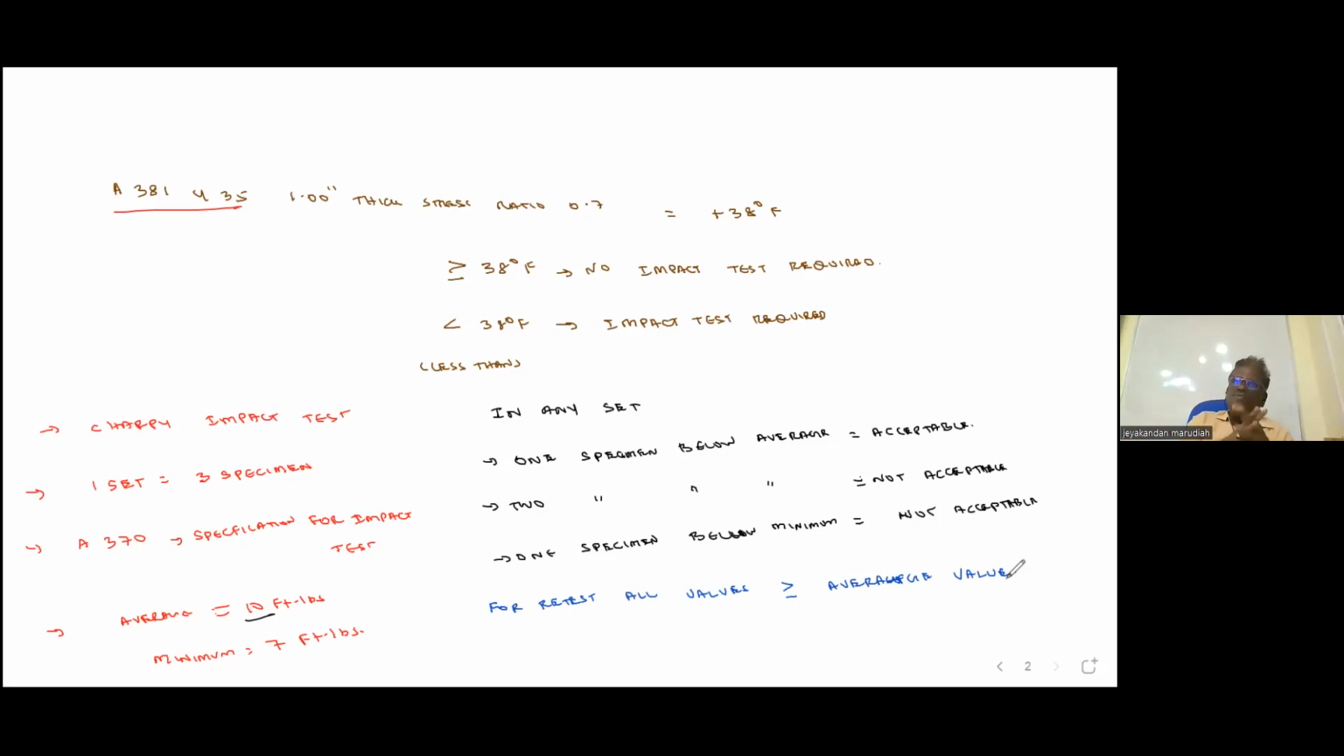That is 2 parts. The first part is when an impact test is required, that is MDMT without impact test. The second part is how to do the impact test. So please write this, then we will complete.